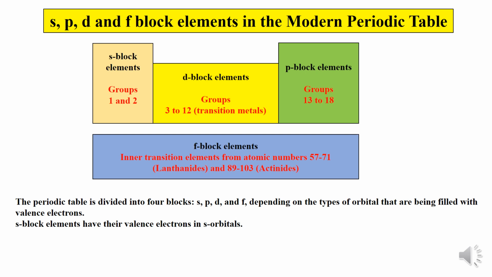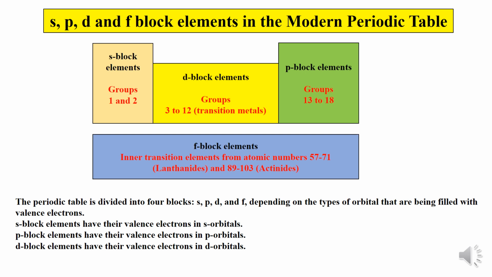So depending on the types of orbital that is being filled with valence electrons, the elements are categorized as S, P, D and F block elements. So S block elements have their valence electrons in S orbitals. P block elements have their valence electrons in P orbitals. D block elements have their valence electrons in D orbitals, while F block elements have their valence electrons in F orbitals.